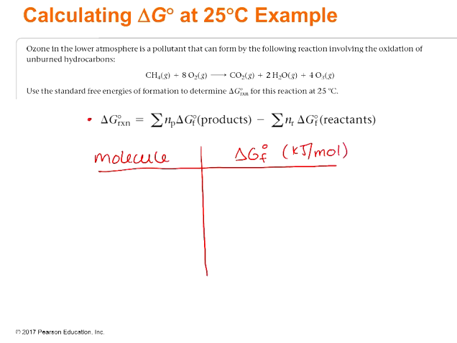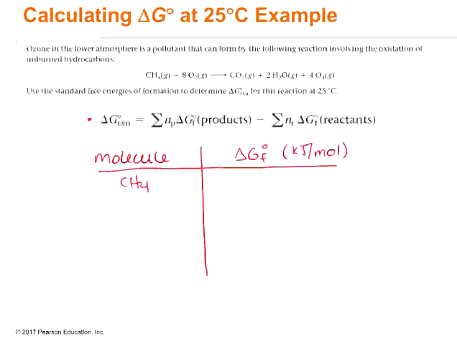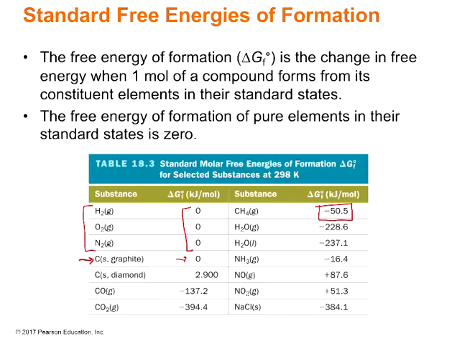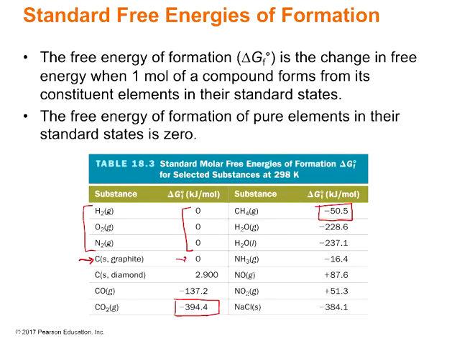Okay, so let's see, CH4, we'll start with that. And if we go back, CH4 has a value of negative 50.5. And then O2 is a pure element, so that will just be 0. CO2, let's go back. That is right here. So that's negative 394.4. And then H2O gas, let's see, that's right here, negative 228.6.